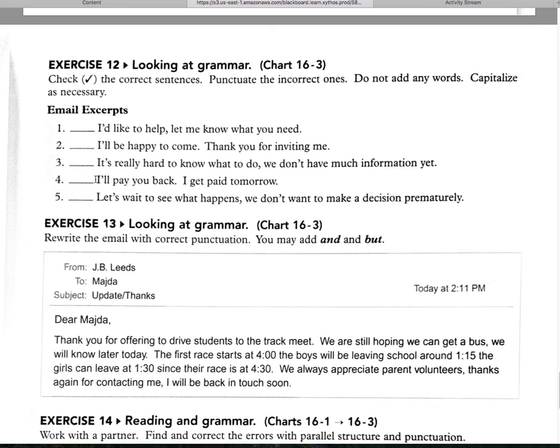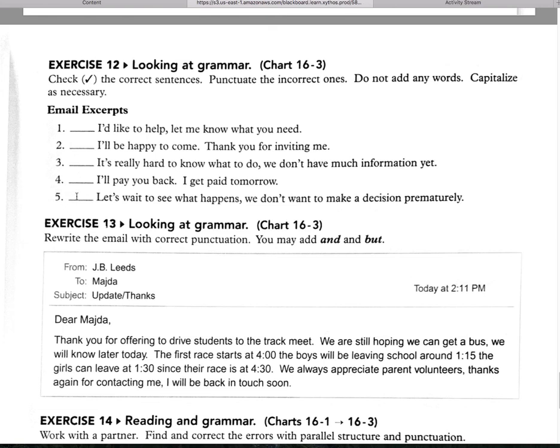Number 4, I'll pay you back. I get paid tomorrow. Is this correct? Yes. So you put a check mark. I'll pay you back, period. That's an independent clause. I get paid tomorrow, period. That's another independent clause. There is no conjunction to connect them, so the period is necessary. So number 4 is correct.